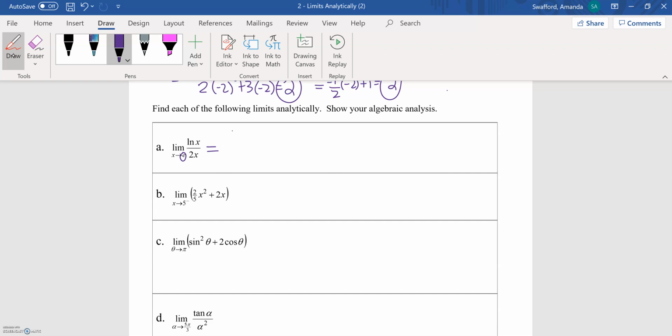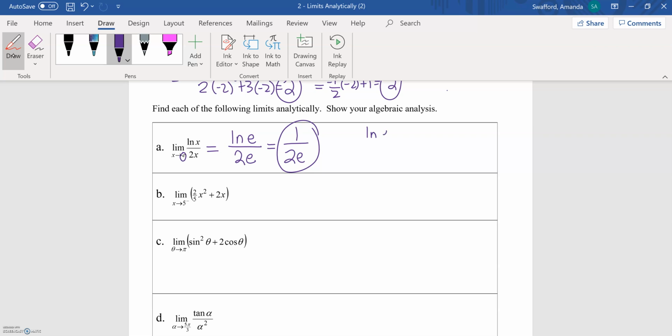And so when I plug this in, I will get natural log of e, replacing x, and 2 times e. e is just like pi. It's one of those special numbers. So this is a complete answer. However, we should recognize that the natural log of e is equivalent to 1. And then 2e would be some decimal. I'm just going to leave it 2e. And 1 over 2e will be my final answer.